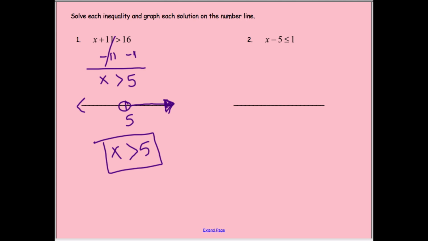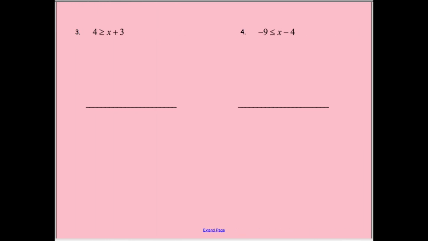The next one we have x minus 5 is less than or equal to 1. So to undo our subtraction, we want to add 5 to both sides of the inequality. And we end up with x is less than or equal to 6. I'll read that backwards. Here's our value. This one is inclusive, so we have a closed circle. And we want all the values that would be smaller than 6 on our number line to be included as well.